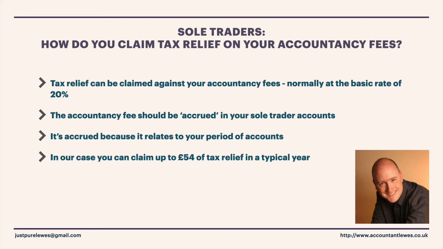Now in our case, with the fees that we charge our sole traders, you can end up claiming up to £54 of tax relief in a typical year. So how our fees work, we usually work on direct debit. Our fees are just under £19 a month plus VAT for a typical sole trader. That's for their accounts and tax return. And if our sole trader clients are claiming that in their accounts, then they can claim up to £54 of tax relief in a typical year. So what that basically means is HMRC pay up to £54 of your accountancy bill through us in a typical tax year.